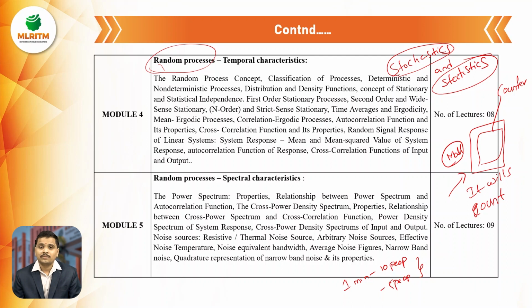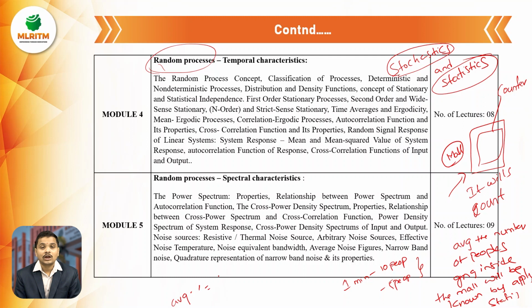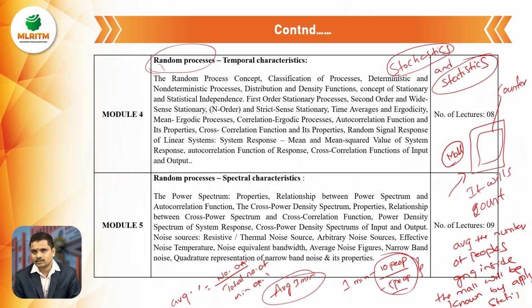We can't know how many people will go in 1 minute. But if you want to know the average number of people going inside the mall, it will be known by applying statistics. If you want the average for 1 minute, then we take the number of people who entered the mall divided by the total number of minutes or hours the mall was open, and that gives the average for 1 minute. Here 10 people and 5 people is the random process, but after applying statistics we get the average. That is the main difference between the stochastic process and the statistical process. I hope you get it.